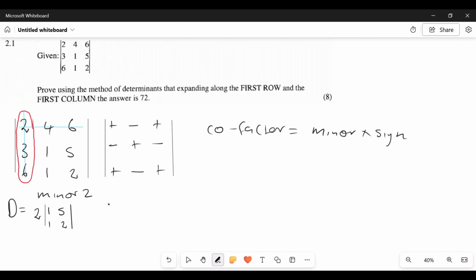Then we move to another one. When the minor is 3, remember this time around we are moving with the column. Let's go. So we cancel the row and the column where 3 is. But let's look at the sign where 3 is. The sign, when you look at the cofactor signs that correlate with 3, it's negative, and then our 3 there is positive.